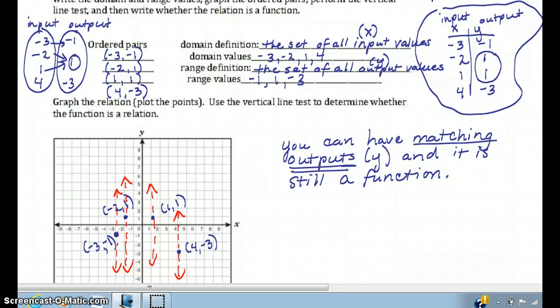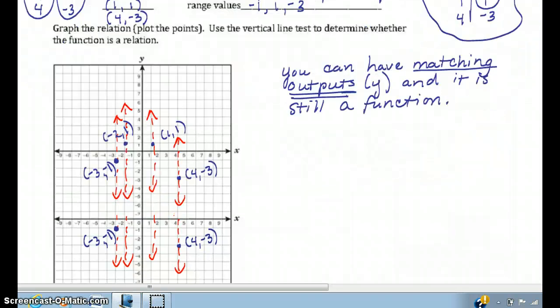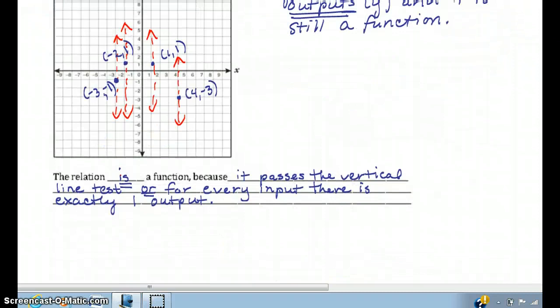So in this case, just a reminder, this particular set of ordered pairs, this relation is a function because it passes the vertical line test, 1 point per vertical line. And what that means is, or you could write this instead, for every input there is exactly one output. Hopefully you found this helpful.